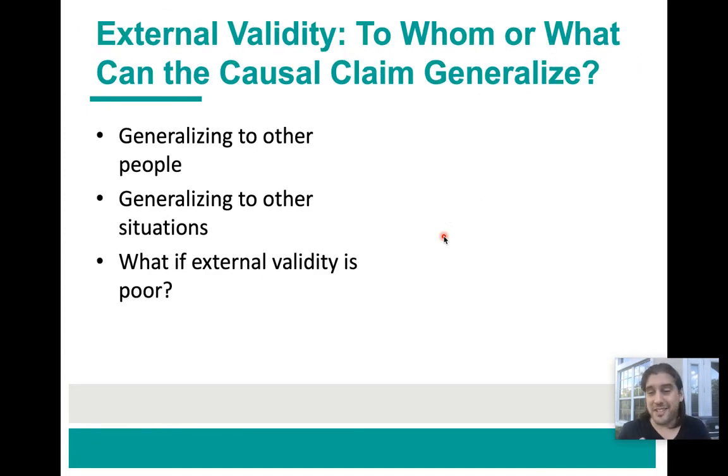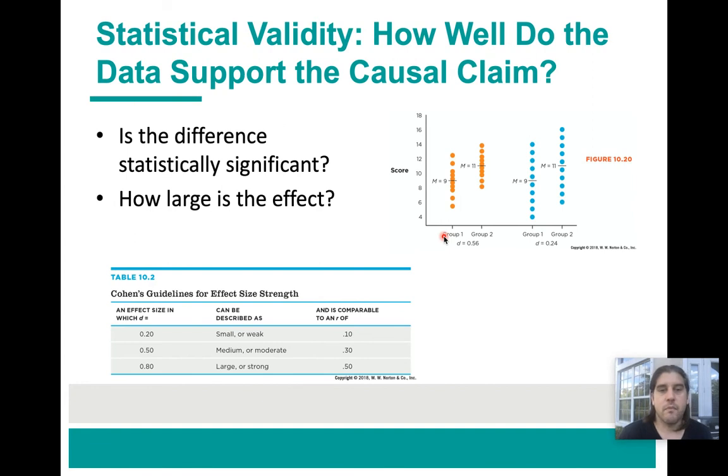External validity doesn't really change here. It's the idea, how broadly do my findings generalize? This is based often on who is in the study. Is my study representative of people in such a way that I can generalize to them, or is it not representative of people? Statistical validity: do I have a statistical difference? And how large is the effect size?